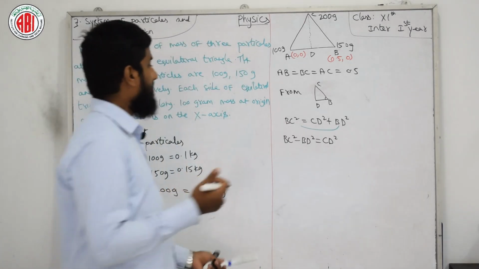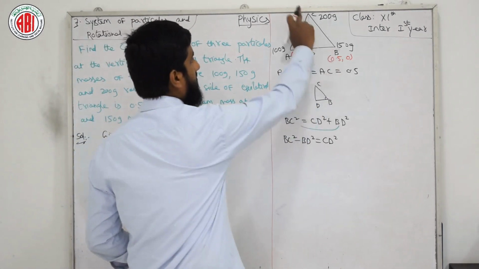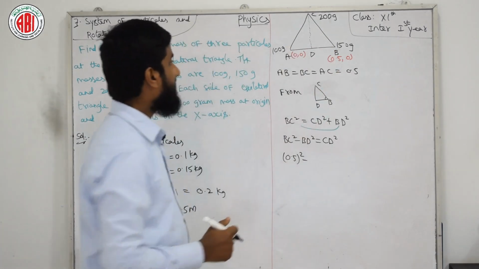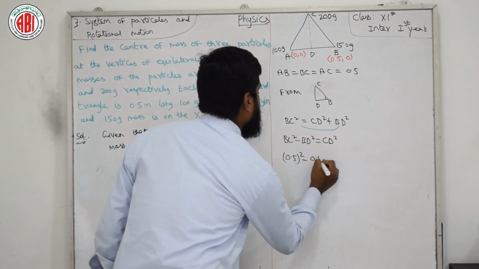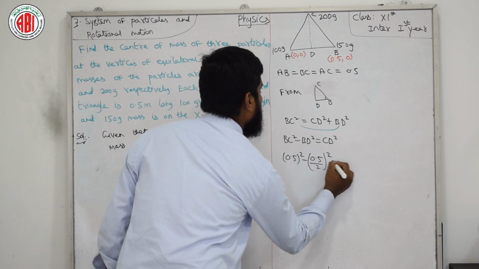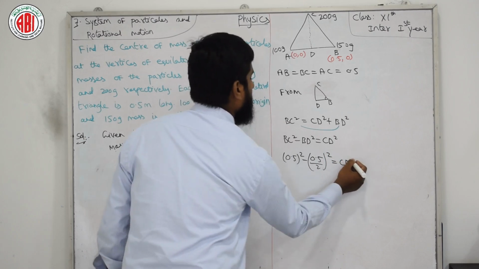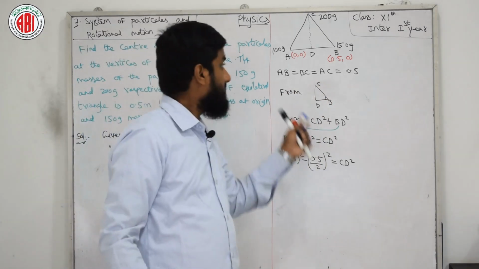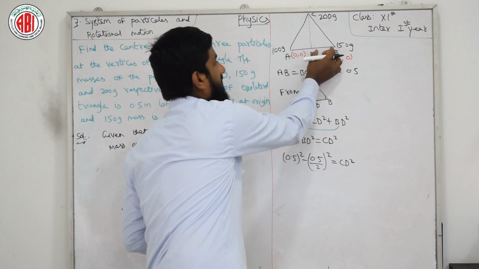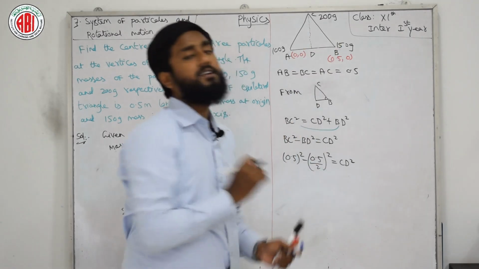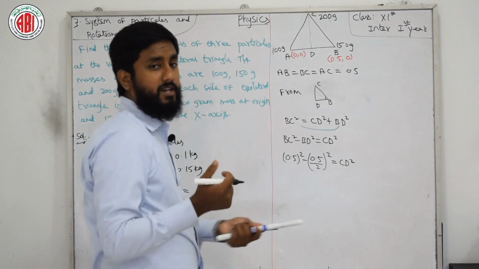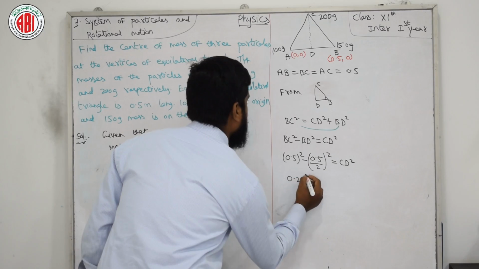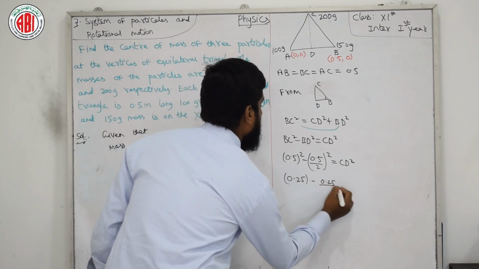For BC, we have 0.5 meter, whole square. For BD, what I can write is 0.5 by 2. Why am I writing 0.5 by 2? Because you know that AB is the complete length, 0.5 meter, whereas we are taking just half, so BD is 0.5 by 2, whole square. Now if we square this side, we get 0.25 minus 0.25 by 2, isn't it?